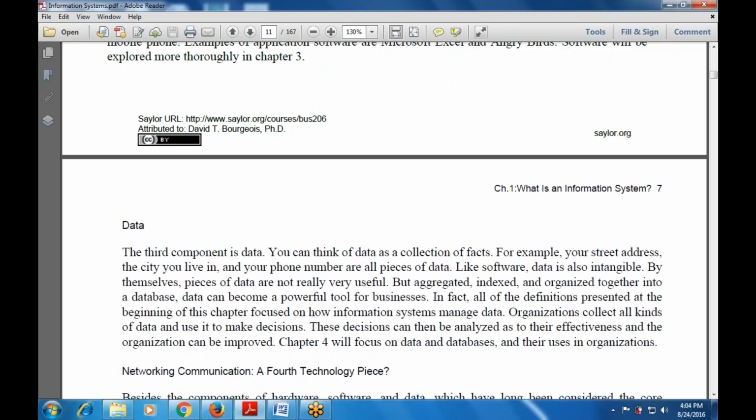And in fact, all of the definitions presented at the beginning of this chapter focus on how information systems manage data. An organization collects all kinds of data and uses it to make decisions. These decisions can then be analyzed as to their effectiveness, and the organization can also be improved.